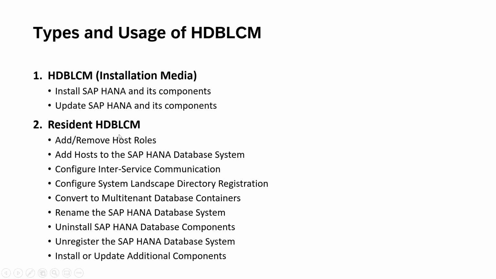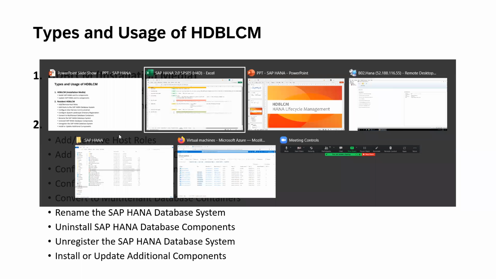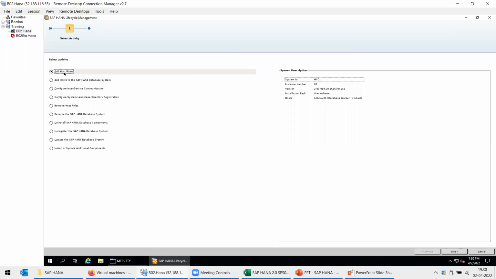resident HDBLCM. If you want to see here, you can see that. Add host roles, add host to the SAP HANA database system, configure inter-service communication, configure system landscape directory registration. This is for the SLD. If you have a solution manager system in your landscape, you can add this HANA database in the solution manager system. So the solution manager system will start collecting all historical data and monitoring data from this HANA database. Remove host roles.